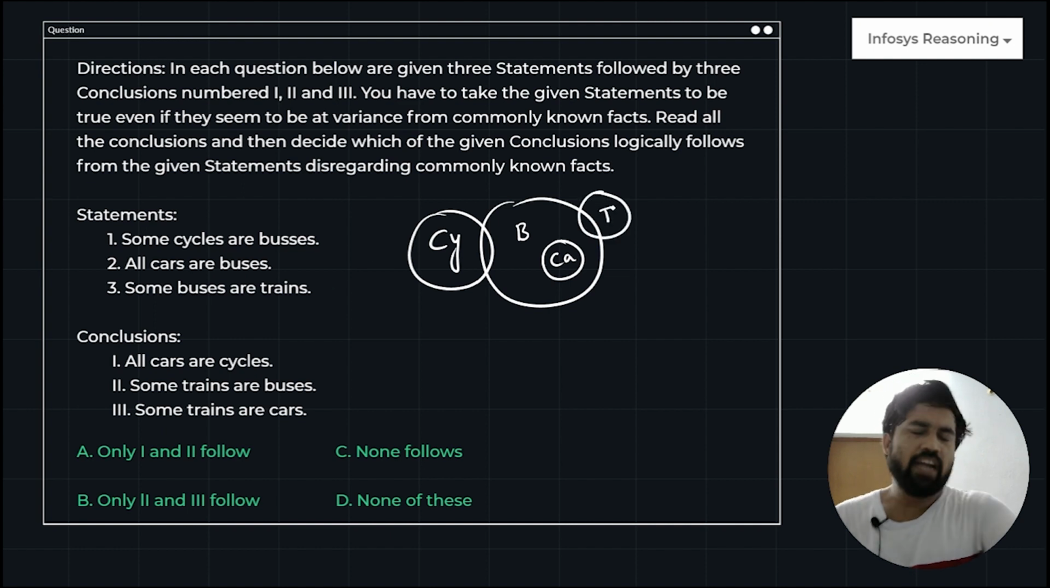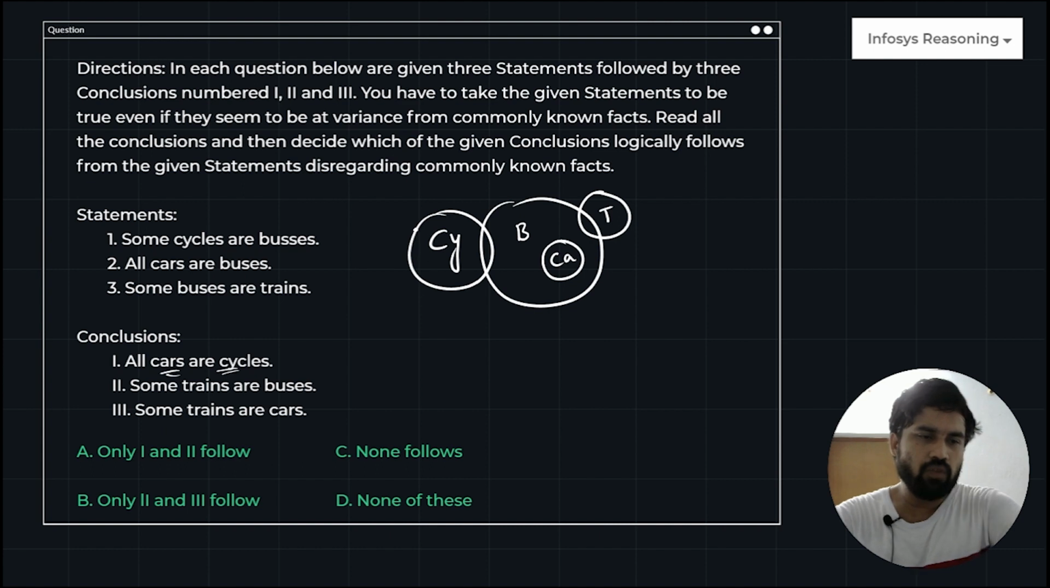Whenever I draw the picture, I will maintain the individuality of the statements so that I can perfectly get the output. Many people make a mistake by interacting with the remaining sets. Don't do that. Make individuality so you can easily get the answer. Just look at the conclusions now. All cars are cycles. Is it true or not? Just look at the picture.